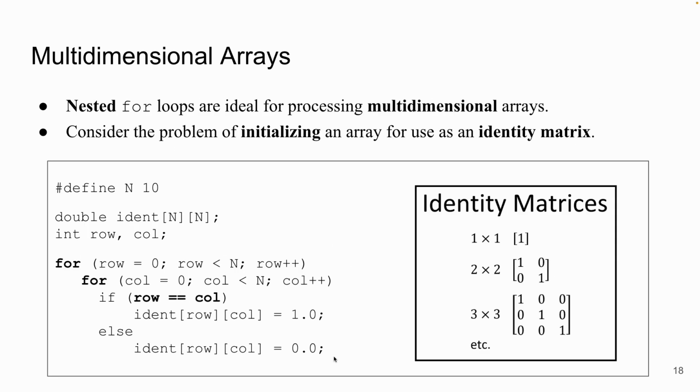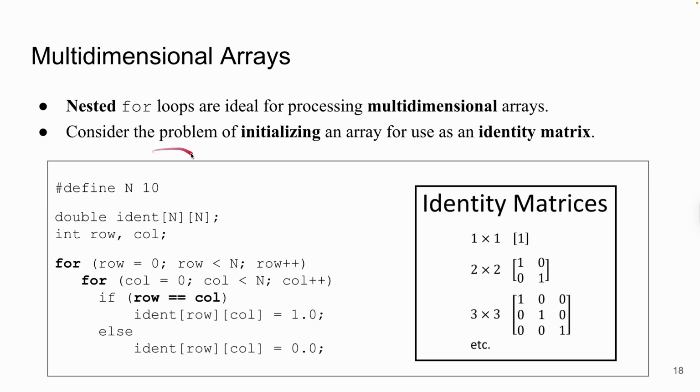So how do we access each element in this 2D array? For a 1D array, we only need to use one for loop, right? So for a 2D array, all we need to do is to have two for loops. So we can have nested for loops to process the 2D array or multi-dimensional arrays.